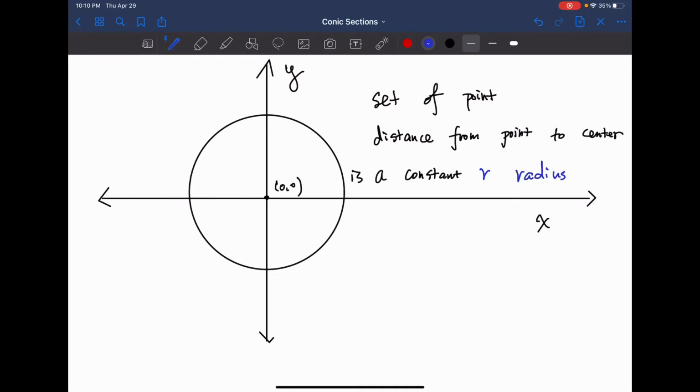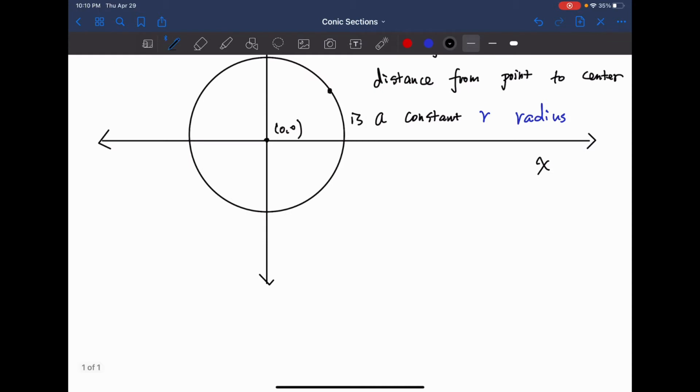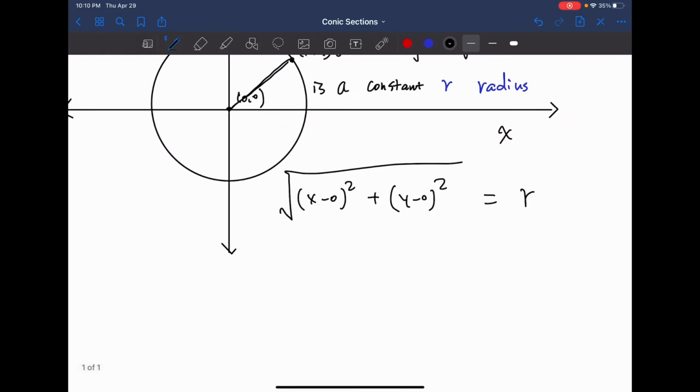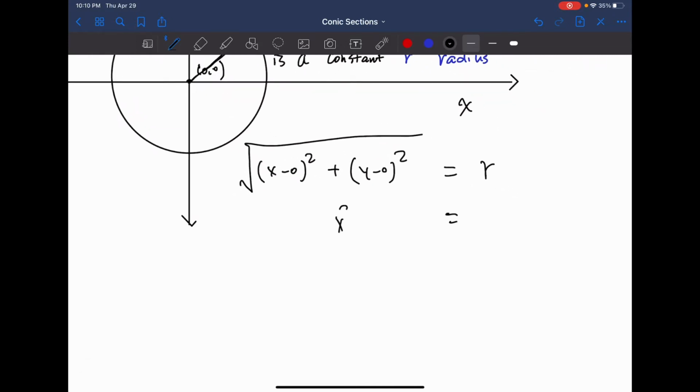So we know our Pythagorean theorem, or the distance formula, that if a point x, y wants to calculate this distance, it would be x minus 0 squared plus y minus 0 squared, all of that square rooted, is equal to the distance between 0, 0 and x, y. That is equal to our radius r. So we can square both sides to get x squared plus y squared is equal to r squared. And let's see, r is a positive number, so we have no problem squaring it.